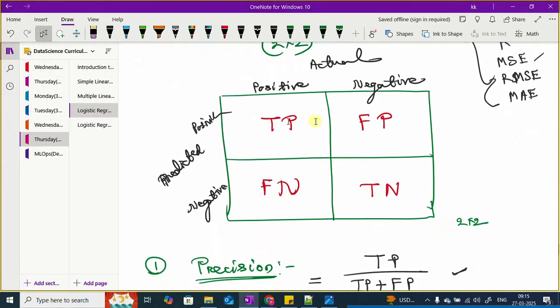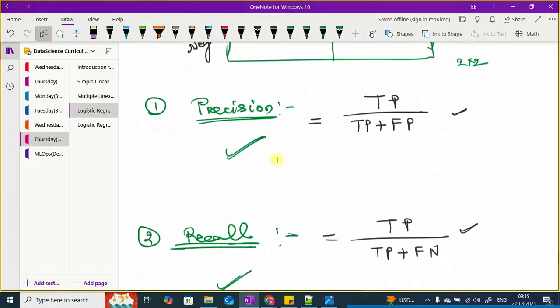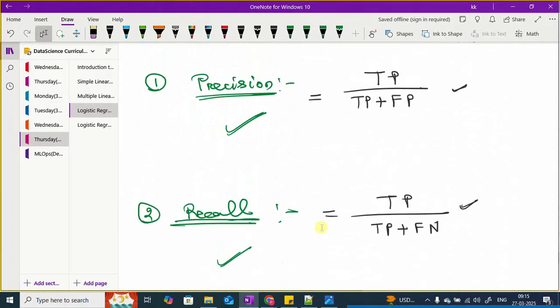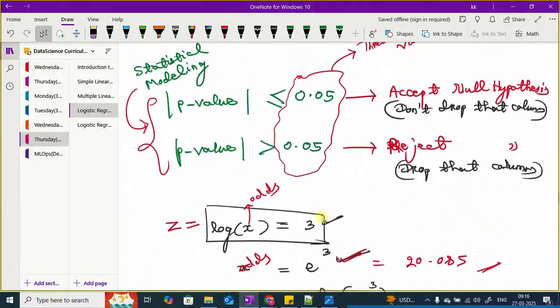A 2 cross 2 matrix I have drawn, with four different parameters: true positive, true negative, false positive, and false negative. Then I have just written the formulas of precision, recall, F1 score, and all. That's what we discussed as part of the last class. Okay, clear?